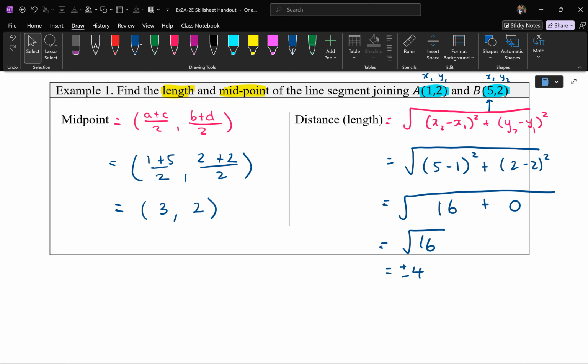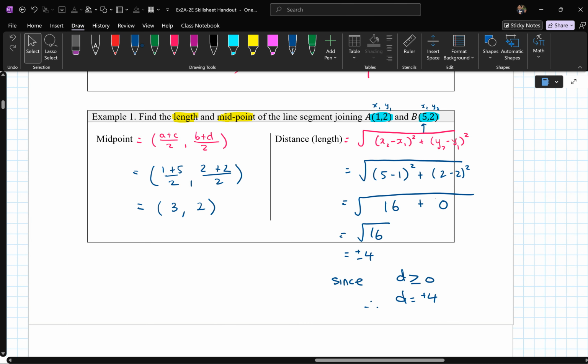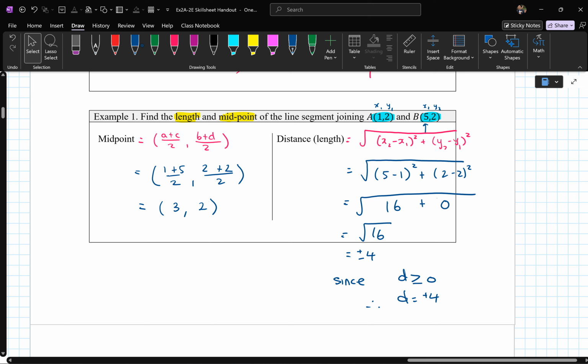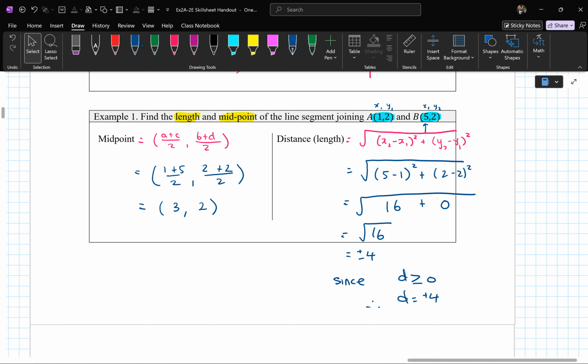So in an exam, in year 12, or even year 11, when you get to this question and it's an application, they say distance, you should write plus minus 4 first. Then you say, since distance is greater than or equal to 0, therefore distance must equal positive 4. That in year 12 is worth 1 mark. Okay, so that's called a justification mark. In year 12, they do want to see that you knew it was a plus minus, and then they want to know that you know the distance cannot be negative and you need to justify it. So that extra step in year 12 matters.